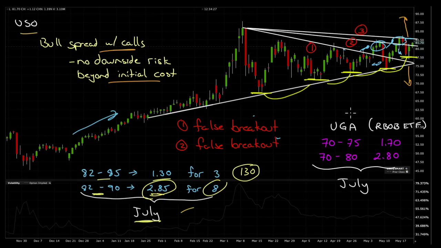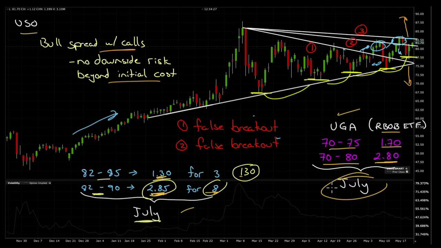So instead of the USO, you can play the UGA, where the underlying are RBOB. It's an RBOB ETF, so it's gasoline futures. The 70 to 75 spread is $1.70. It's $170 for a $5 spread. This is $130 for a $3 spread, $170 for a $5 spread, or $280 for a $10 spread, versus here you're paying $285 for an $8 spread. $280 for an $8 spread. These are the July contracts as well.